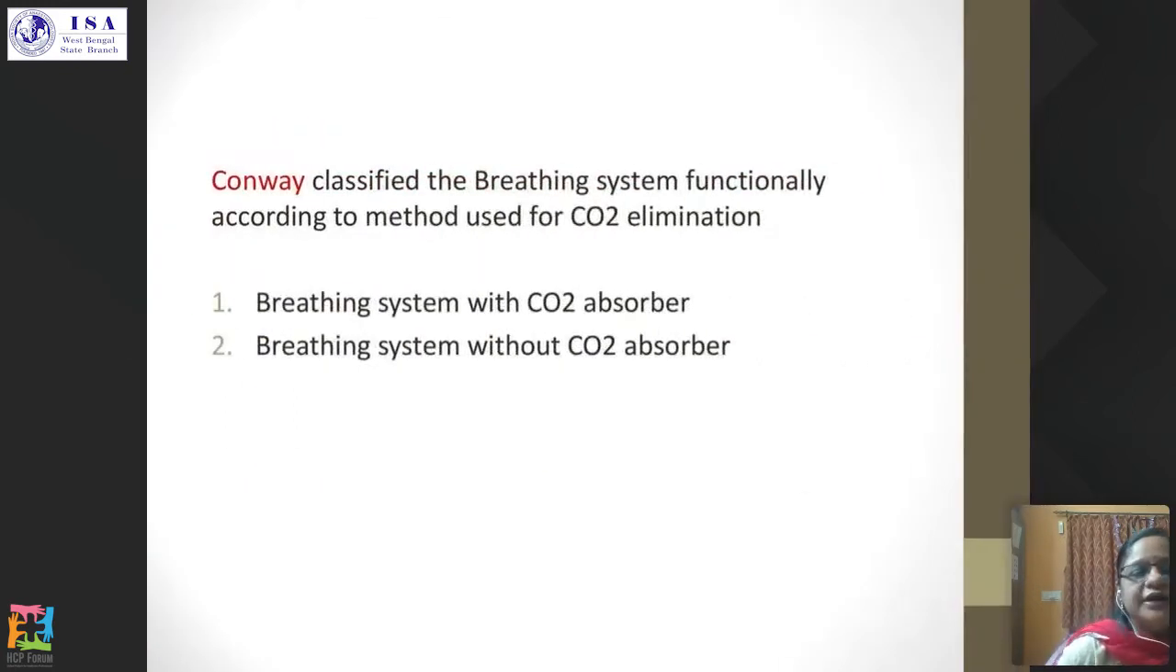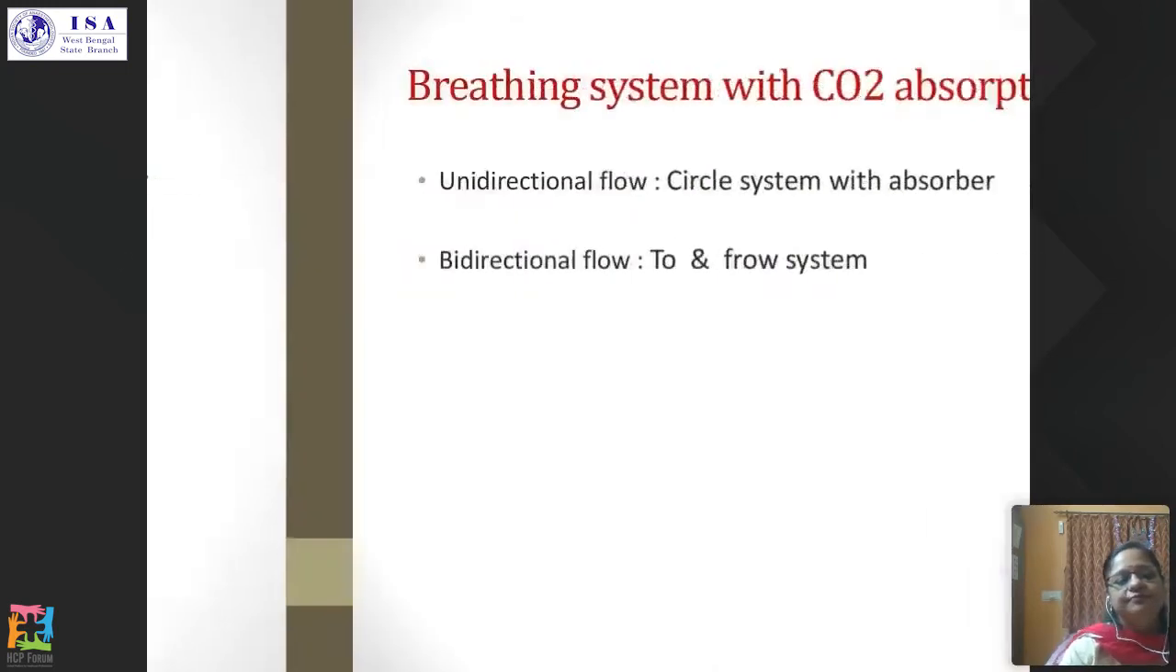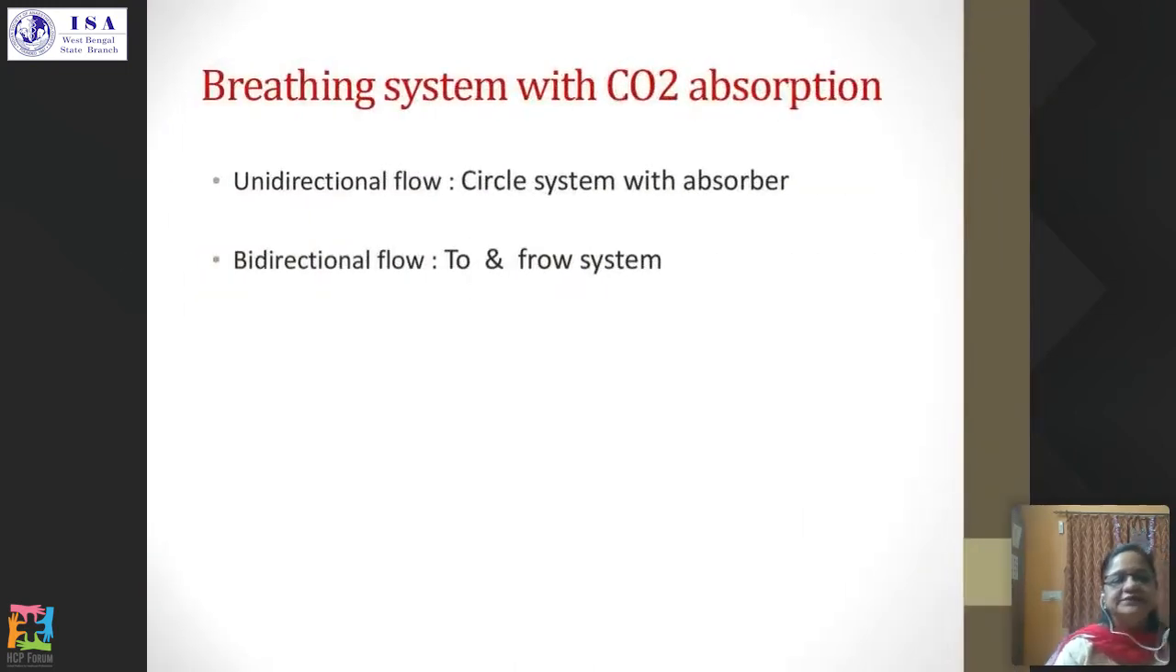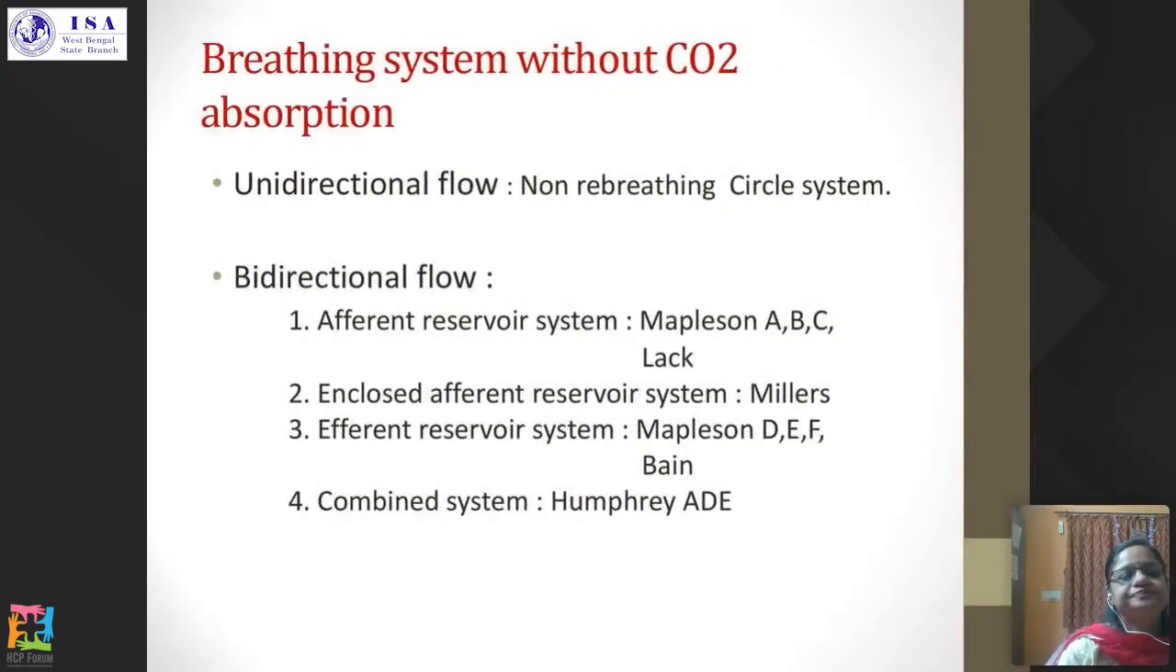And Conway classified the breathing system functionally according to the method used for CO2 elimination. What are those classifications? Breathing system with CO2 absorber and breathing system without carbon dioxide absorber. What are these? Breathing system with CO2 absorber has got two types, the unidirectional flow, that is the circle system with absorber. There is an inspiratory limb and expiratory limb, both are separate. And with bidirectional flow, that is the to and fro system.